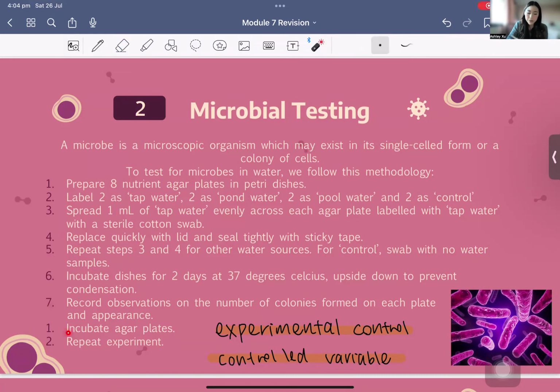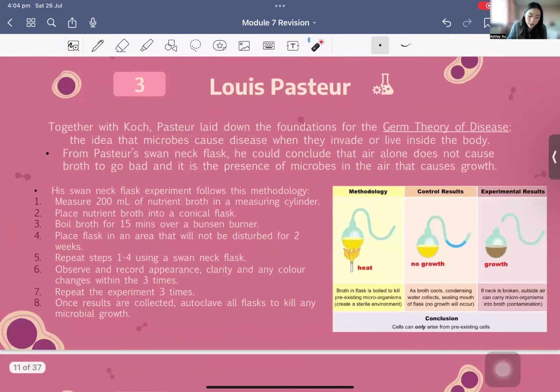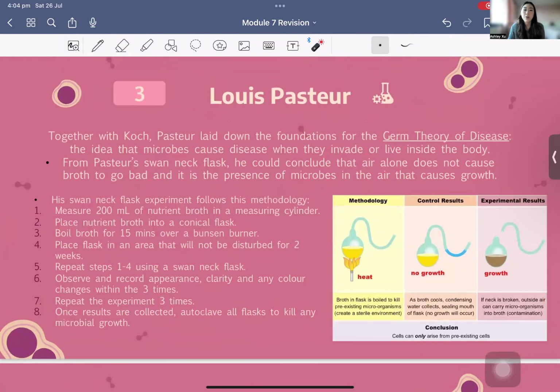All right, the rest of these read in your own time. I'm not going to go through it step by step with you. All right, moving on into Louis Pasteur and Robert Koch.